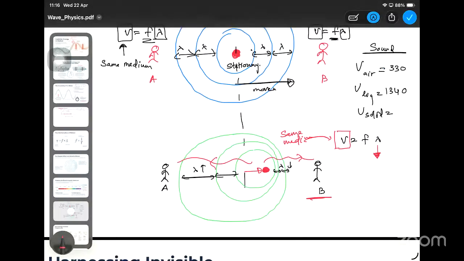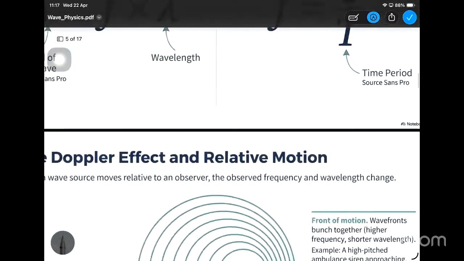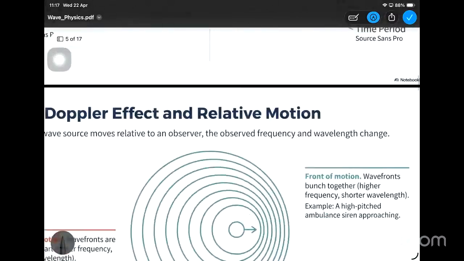But here, near observer B, the lambda value has gone down. So therefore, what will happen? The frequency will go up. So therefore, B will hear a higher frequency. And if we consider A here, V equals F lambda. V is constant still again, and the lambda value has gone up. So therefore, frequency goes down, right? So if they ask this situation in your exams, then you should be able to explain that, okay?